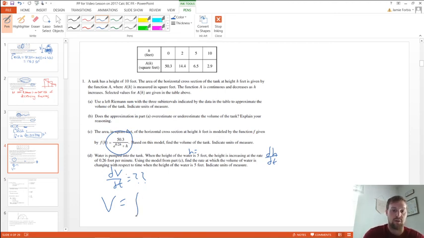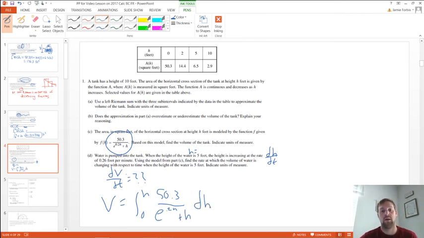It's going to be the integral from 0 to h, because this depends on what the height of the water is, right? Of f of h, which I'm actually going to write out: 50.3 over e to the 0.2 h plus h dh. Okay, that's my expression for volume, because it's just an accumulation of all the cross sections, all the way up to any height, so that tells me my volume.